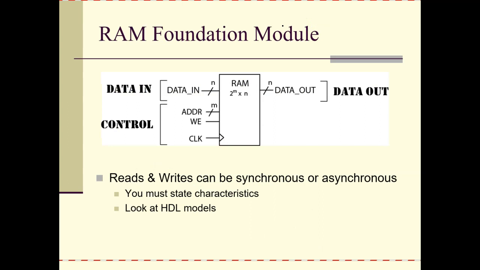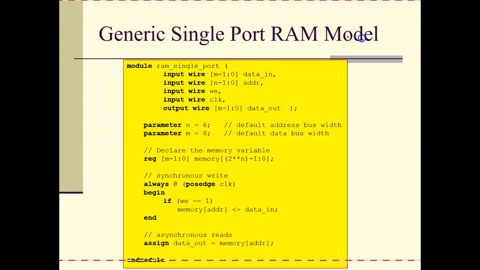So this is our foundation module for a RAM. Just looking at this thing, you don't know whether the reads and writes are synchronous or asynchronous. Someone has to tell you that, or you're going to have to look at the models. So this is the input data and output data. Both of them have the same width. This is the number of 2 to the m chunks of data that are n bits wide that this RAM can hold, etc. So this may be synchronous or asynchronous. Someone has to tell you.